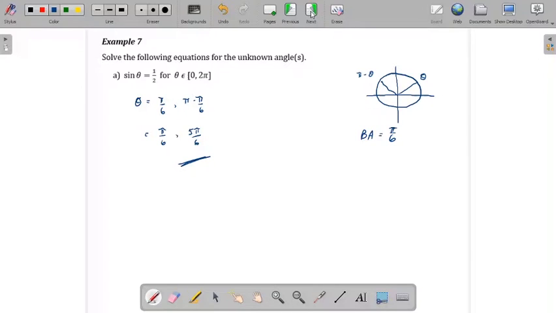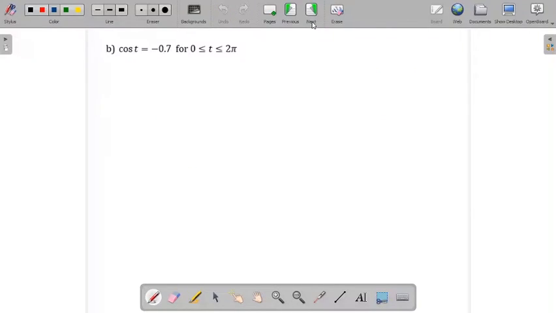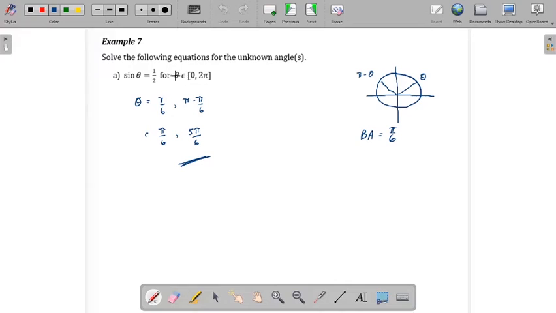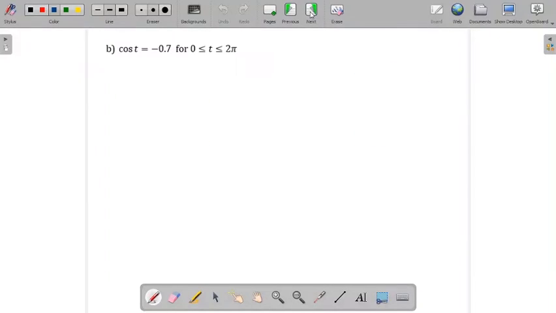Okay, so let's have a look then at our next example. We've got cos of t is equal to negative 0.7. Okay, and our domain is stated slightly different here. So in the previous one, our domain was written like this: theta is an element or a member of the interval from 0 to 2 pi. This one here, written a bit different, t is between 0 and 2 pi. Okay, again, same thing really, it's just once around the unit circle.